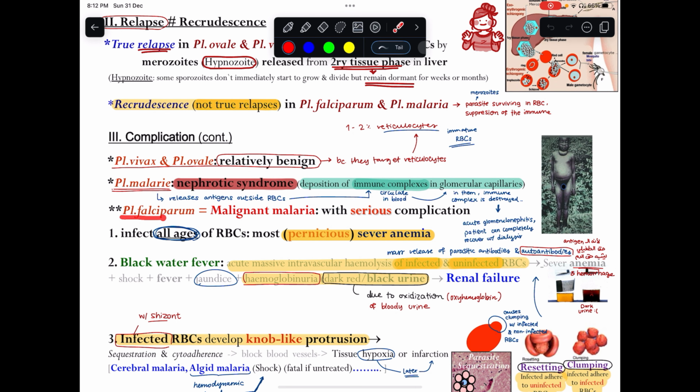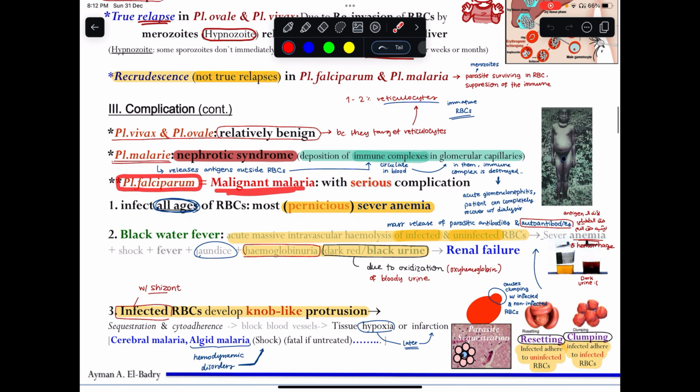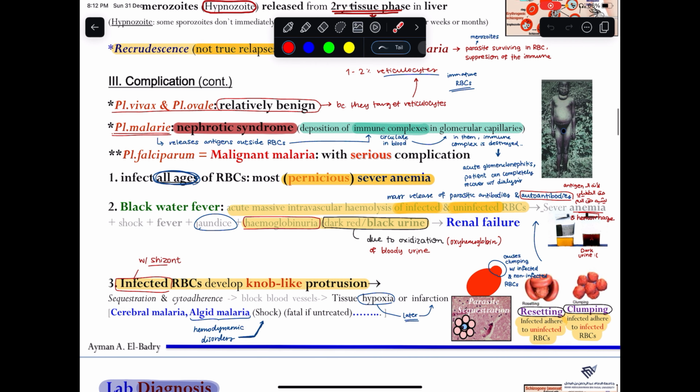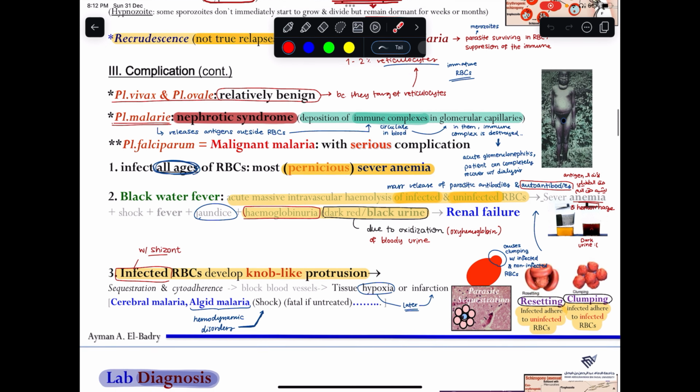We also have Plasmodium falciparum. The malignant malaria has serious complications, so we have three. First, which is very important, we said we have anemia, but here we will have pernicious severe anemia. Then we have blackwater fever, also from urogenital parasites. It's mass hemolysis that will eventually lead to acute renal failure. There's a lot of details, I won't go into it, honestly.